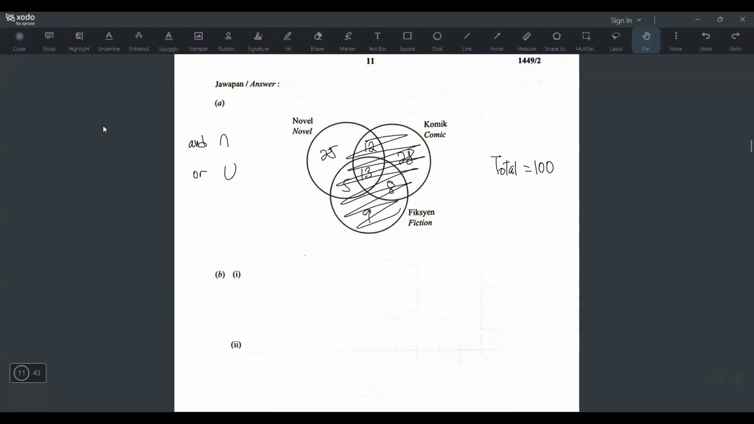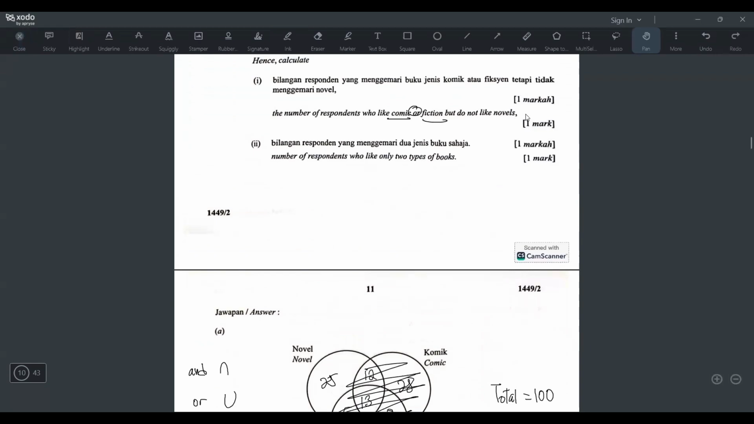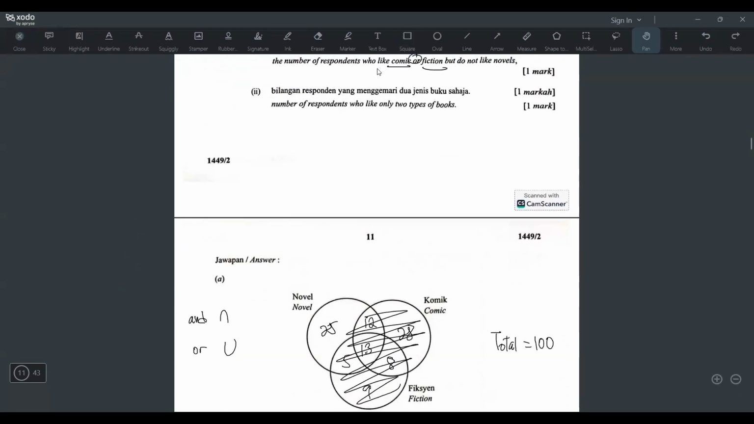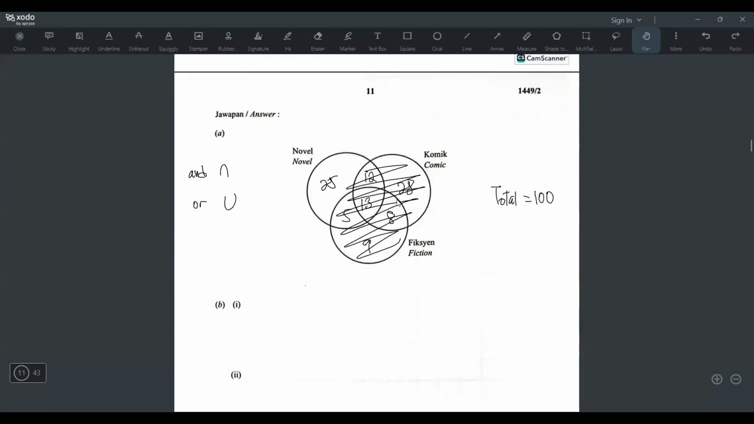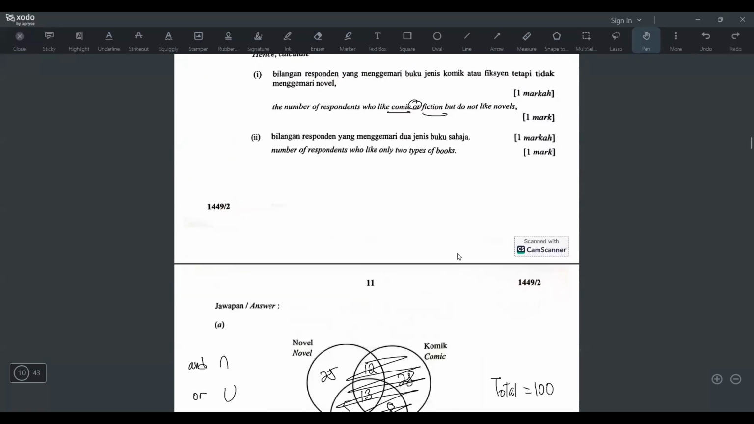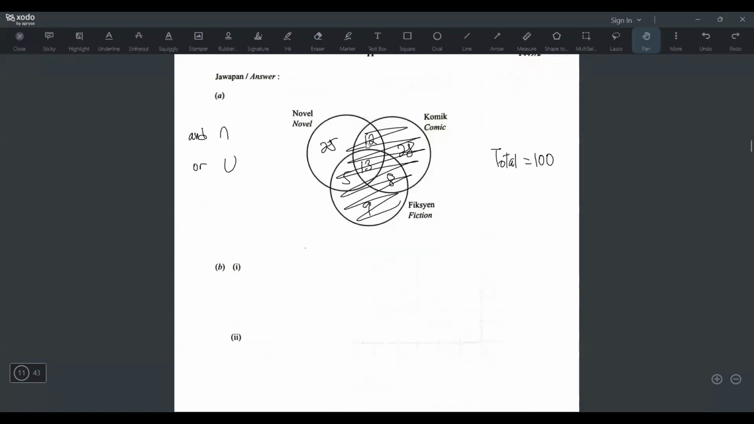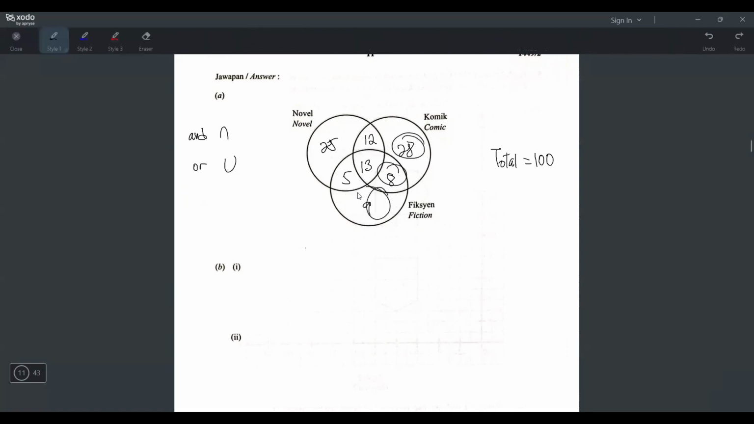But they did mention here, do not like novel. So they want to find the number who like comic or fiction but do not like novel. If they ask for the number who like comic or fiction, this is the answer. Just take all the shaded region numbers, add everything, then you get the answer. But they say, but do not like novel. So I cannot take the 12, 13, 5, because these 12, 13, 5 are people who like novel. It means you have to take the region that does not overlap with the novel. That means you will only take this plus this plus this.